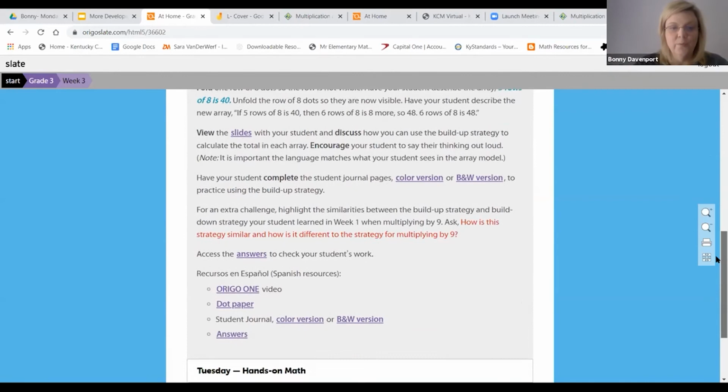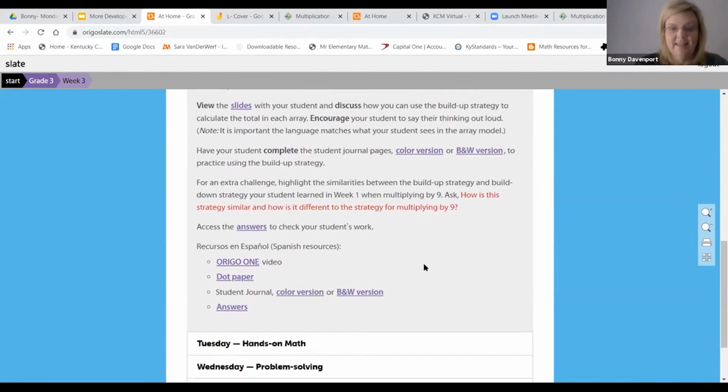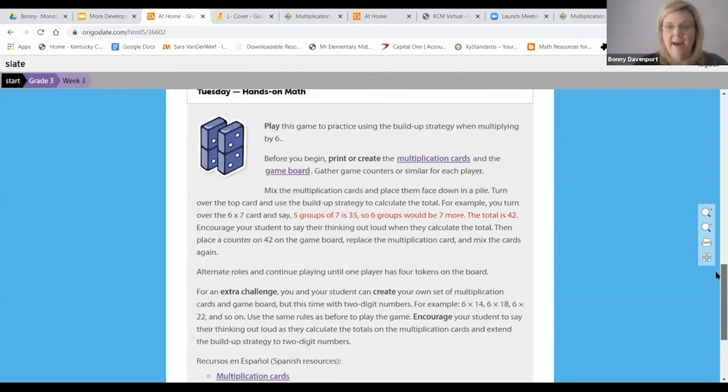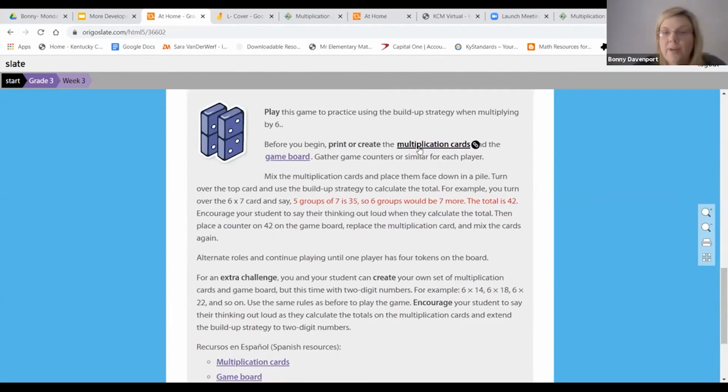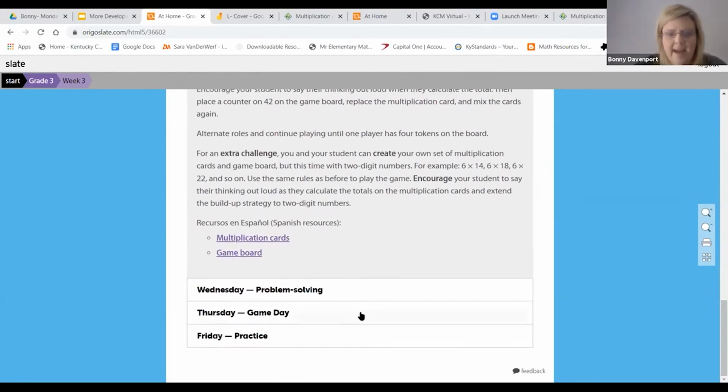So the first day is really just learning about what the strategy is. Then the second day is a game. It's hands-on math, and you can print out these multiplication cards and the game board. And I have this visual on my slides. So you're going to mix up the multiplication cards and turn them over and use your strategies to find the answers there. So it's pretty easy for parents to play.